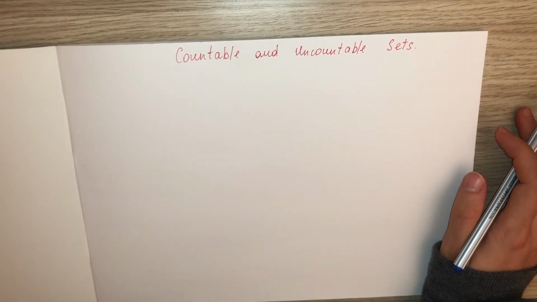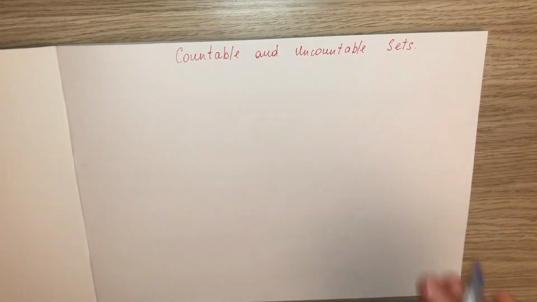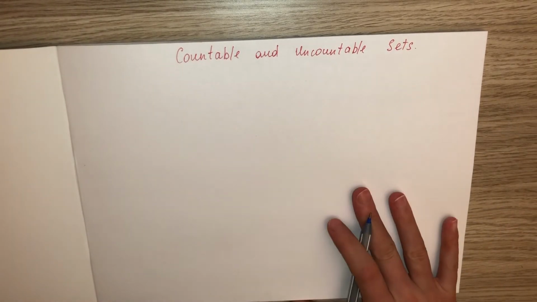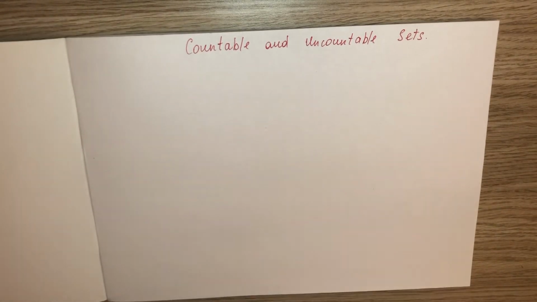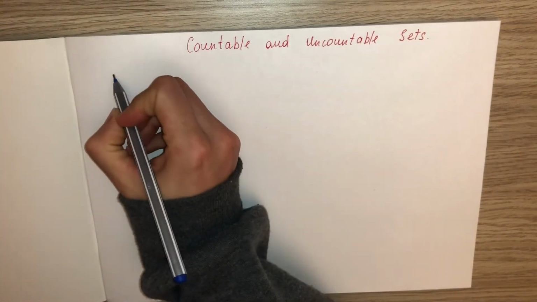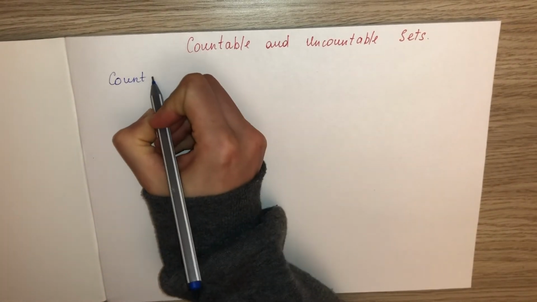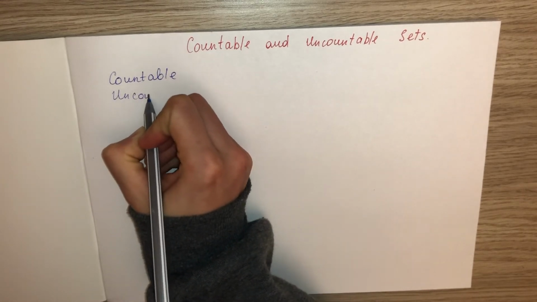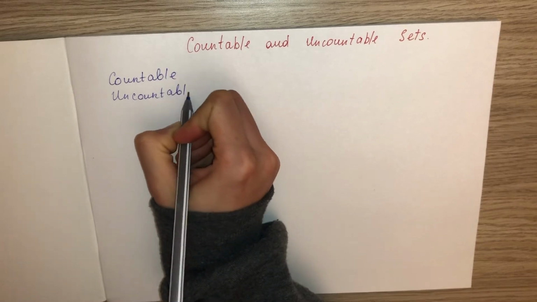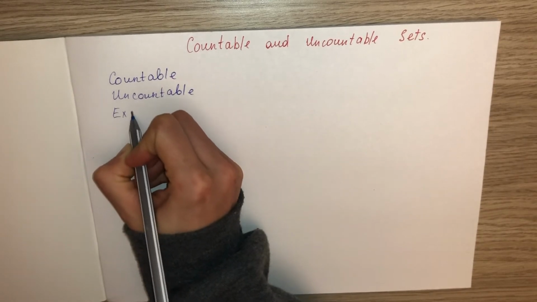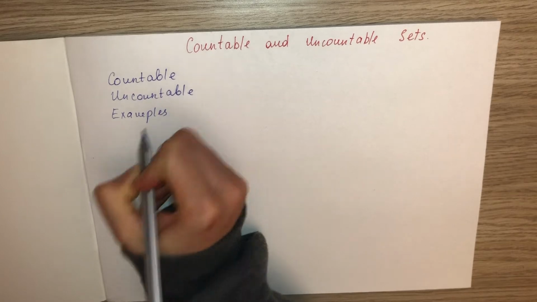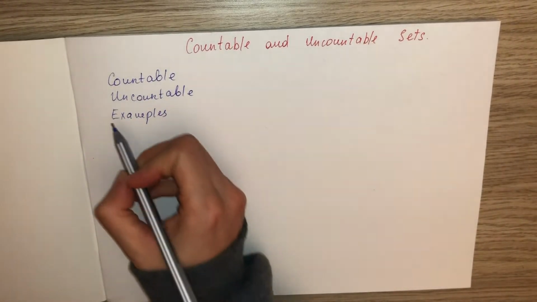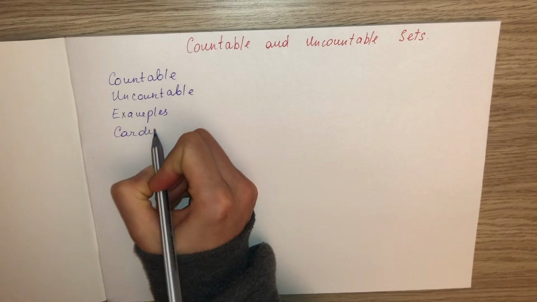So, firstly, we should understand the difference between finite and infinite sets. But let's look through what we will learn today. We will learn countable sets, uncountable sets. We will do some examples of this topic, and let's learn cardinality.